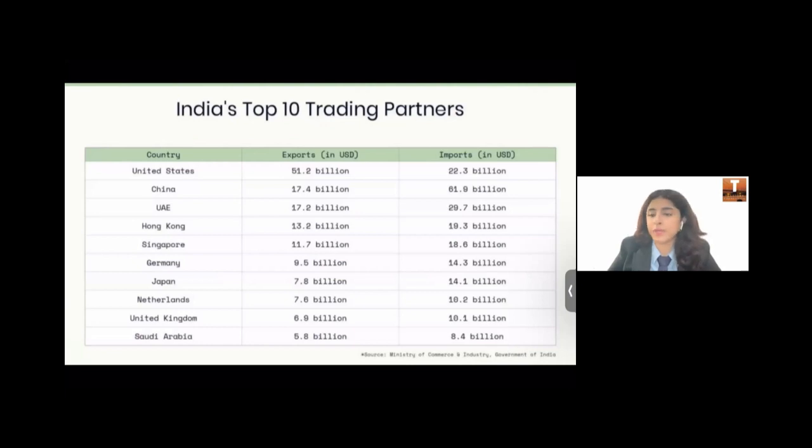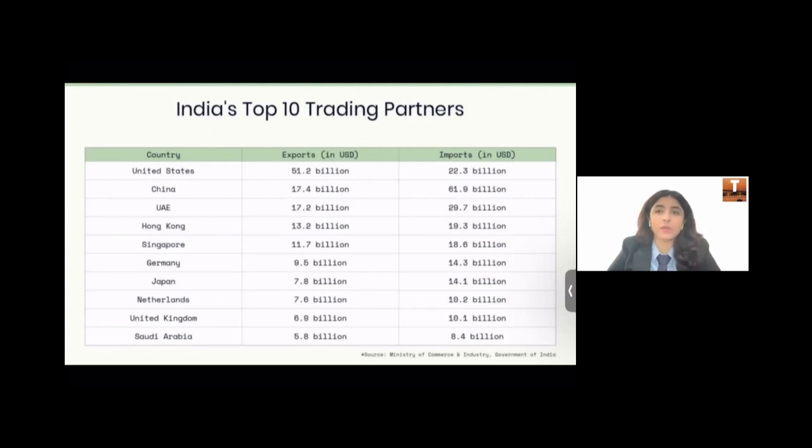Now, as you can see, this next slide talks about India's top 10 trading partners. They are the US, China, UAE, Hong Kong, Singapore, Germany, Japan, Netherlands, United Kingdom, and Saudi Arabia. As India is one of the largest economies and engages in trade with various countries across the globe, these trading partners play a very crucial role here.